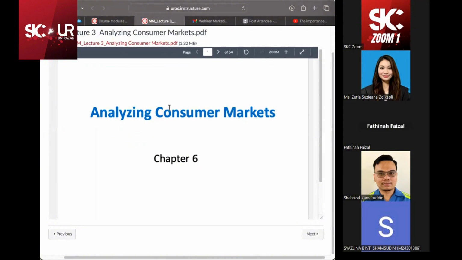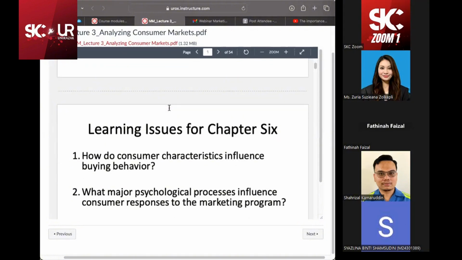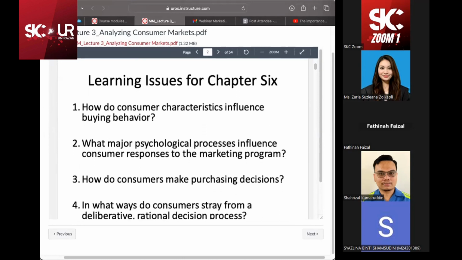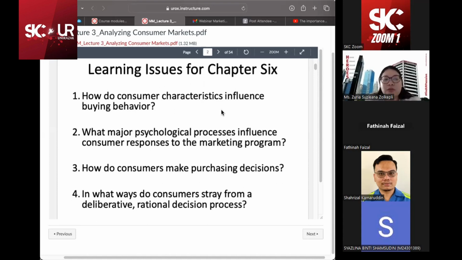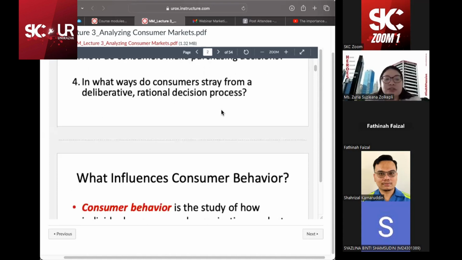Okay, so let's take a look at analyzing the consumer market. We are going to look at how consumer characteristics influence buying behavior, what major psychological processes influence consumer response to the marketing program, how consumers make purchasing decisions, and in what ways consumers stray from deliberative, rational decision processes.